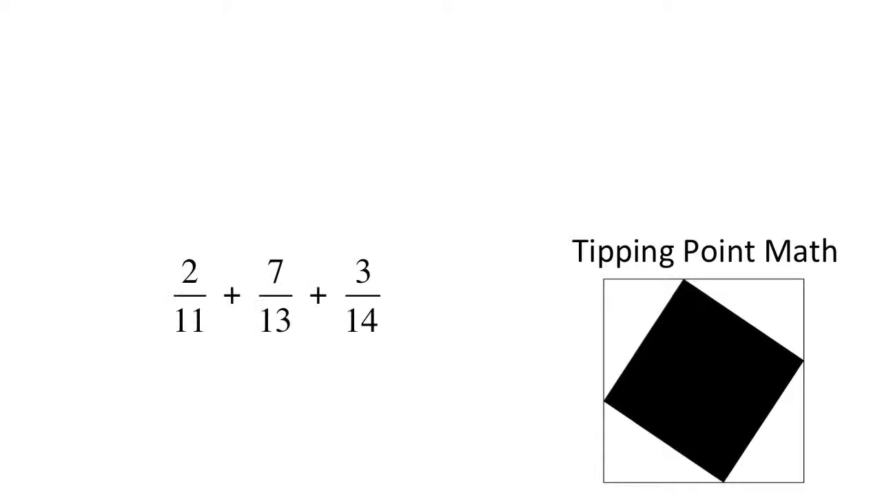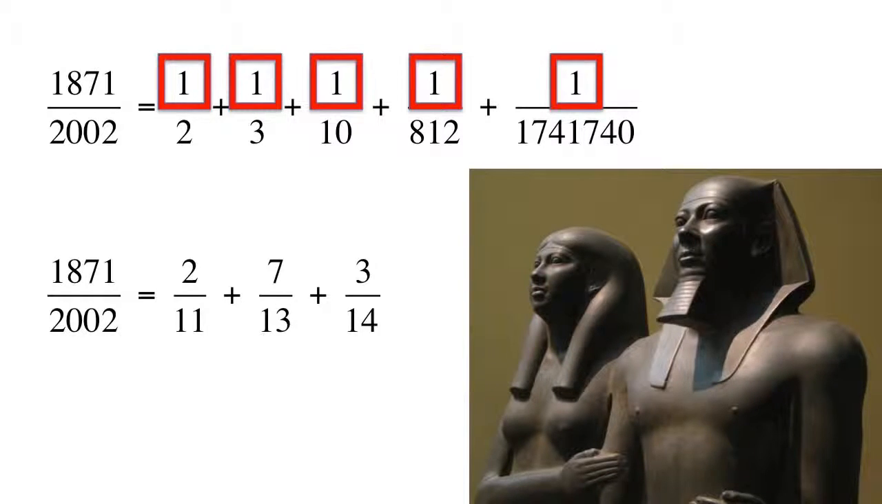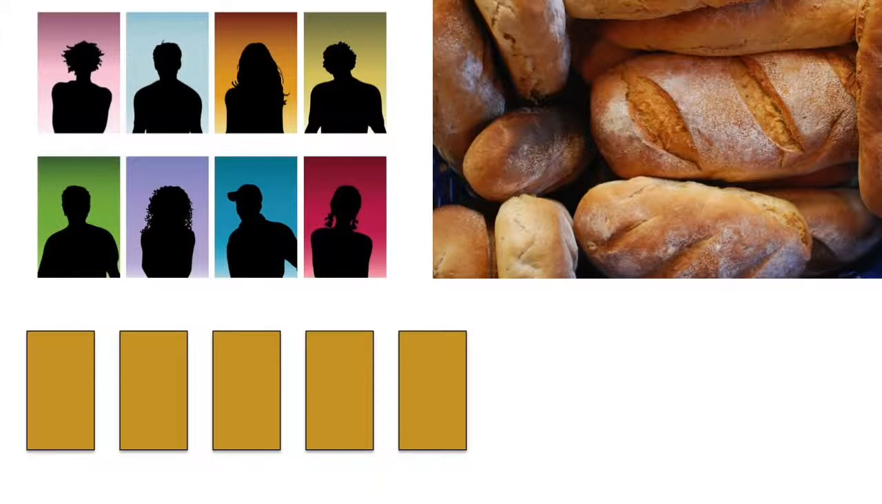Okay, so you know how to add fractions, but the ancient Egyptians used fractions differently than we do today. You see the difference? They used only unit fractions, fractions where the numerator was always a 1. This could be helpful if, say, you wanted to divide 5 loaves of bread between 8 people.